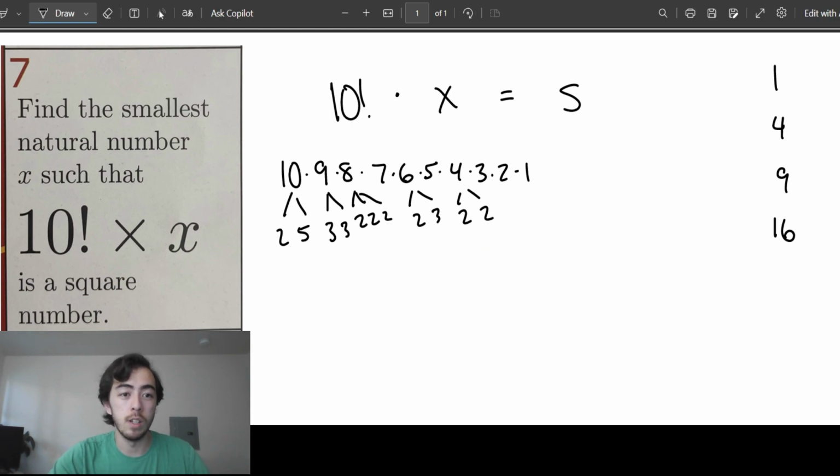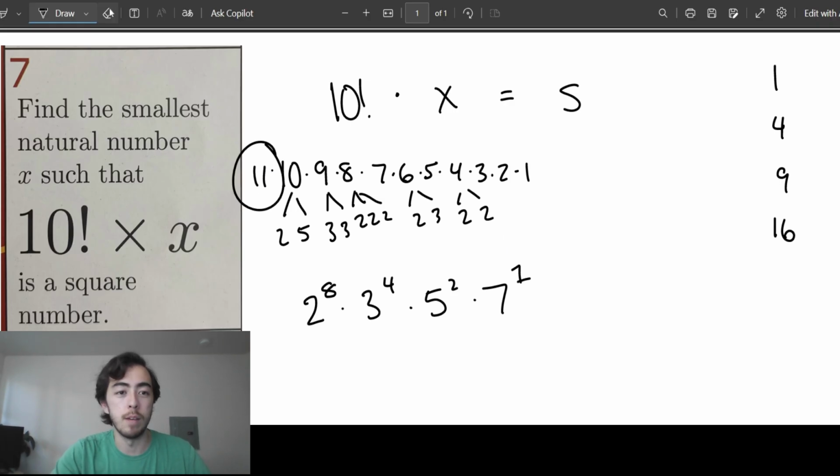So counting up all of my 2's, I have 1, 2, 3, 4, 5, 6, 7, 8 of them. So I could say 2 to the power of 8. Counting up the 3's, I have 1, 2, 3, 4 of them. Counting up the 5's, I have 2 of them. So that's 5 squared. And then counting up my 7's, I have just 1 of them. And then there isn't another prime number in this list because the next one would be 11, but that's not part of that 10 factorial.